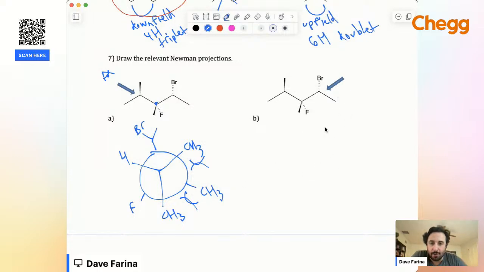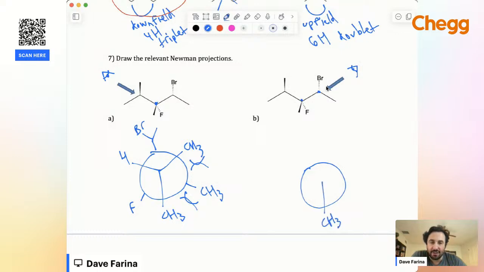All right, let's do one more. So now our eyeball is right there. We're looking right down this bond right here. So here's the front carbon and here's the back carbon. The front carbon is the circle, and the back carbon is behind the circle. What are all the substituents we see? Here we see the methyl going straight down. So there's that methyl going straight down.